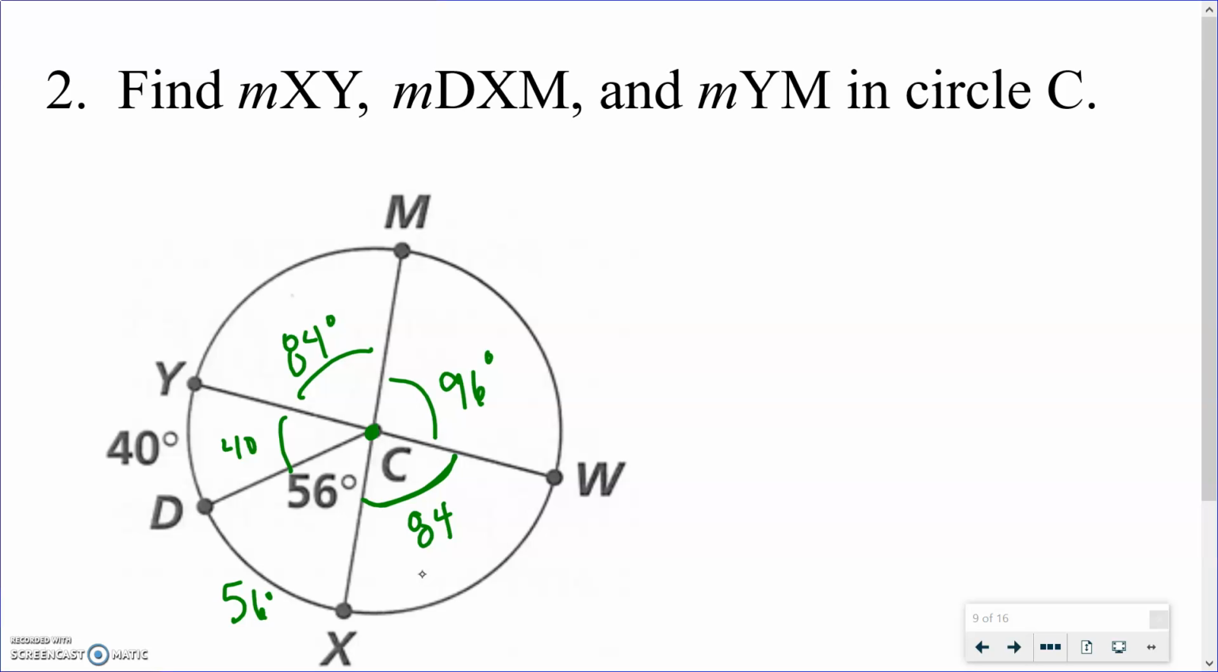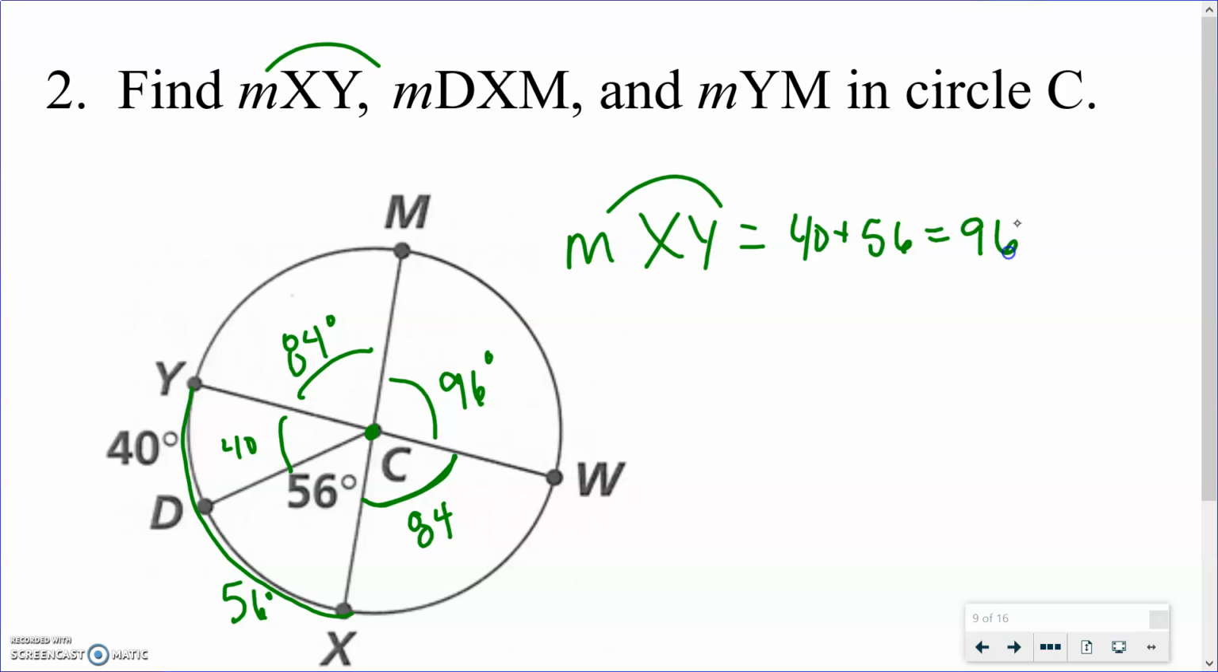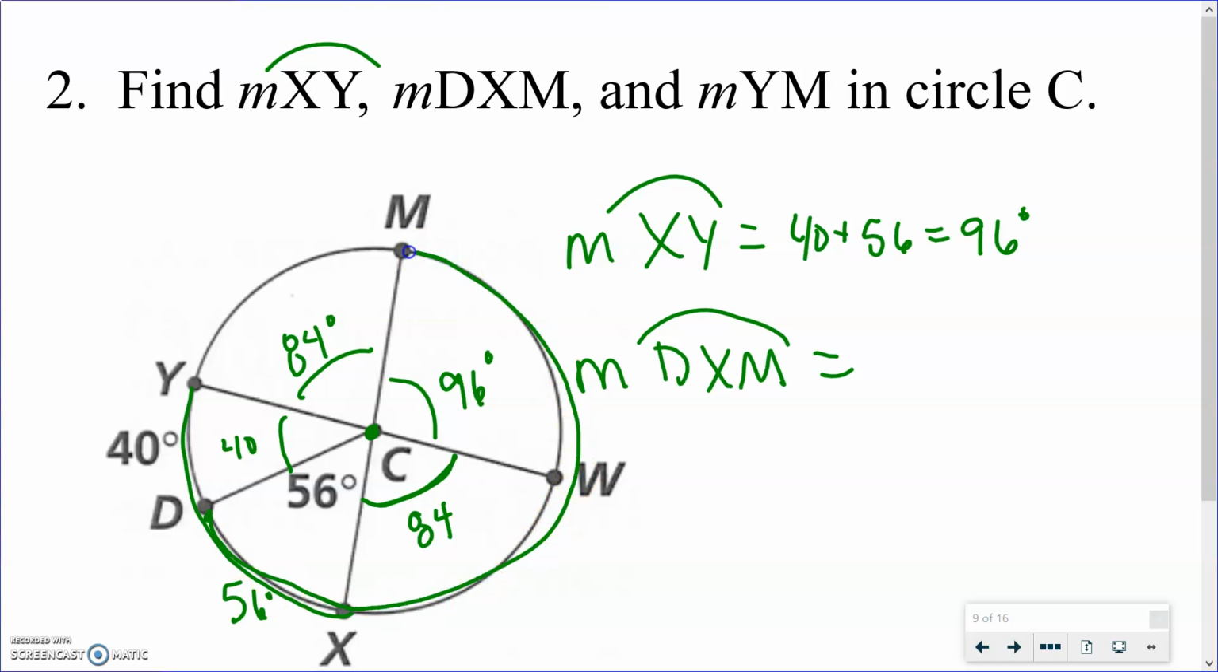Okay, so now we can use these labels and find the measure of xy. So xy is this arc length here. So the arc length measure of xy is 40 plus 56, and so that's 96 degrees, okay? And then the measure of dxm, and that x tells us which direction to go from d to m. So d to x to m, all the way around this way. We're going to add all those together. So 56 plus 84 plus 96, which is going to give us 236 degrees.